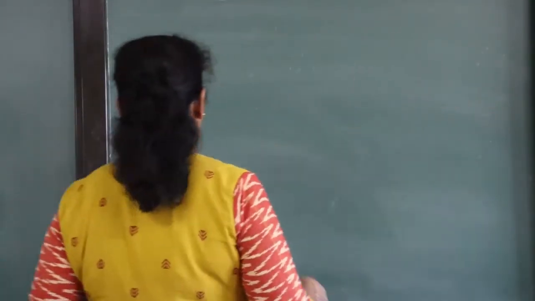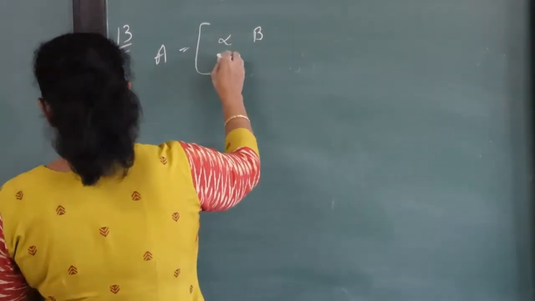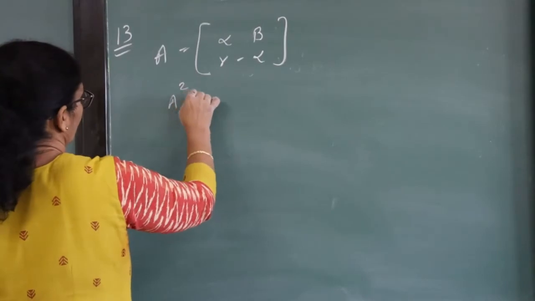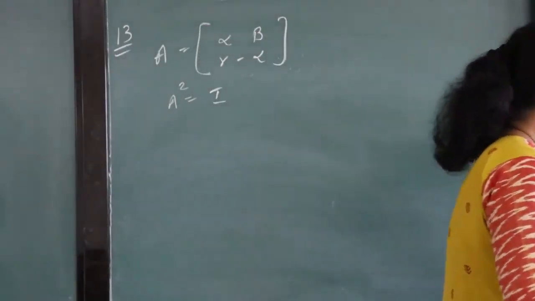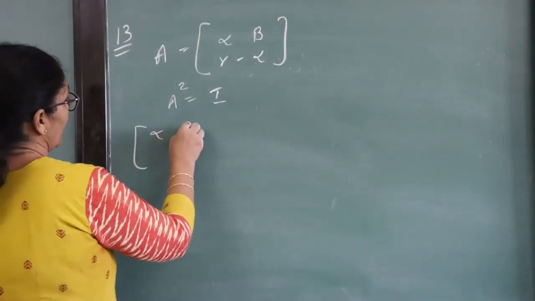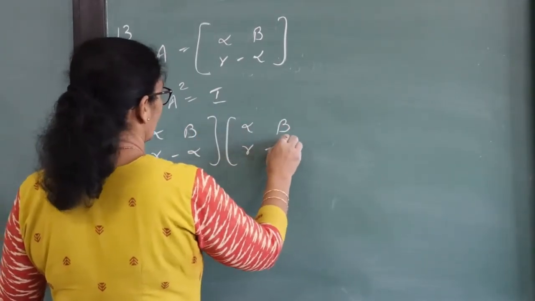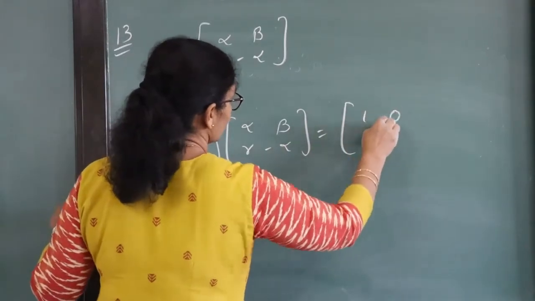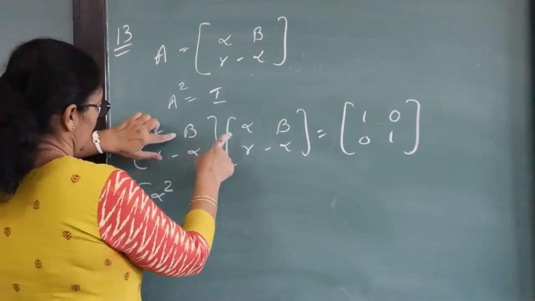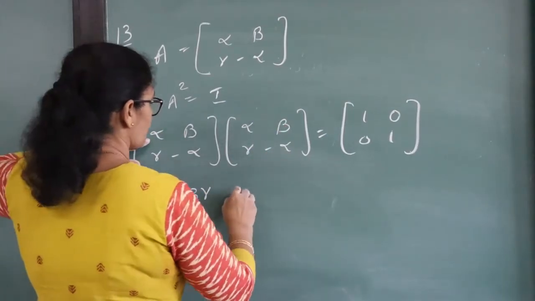Your 13th number question is: you are given A as alpha, beta, gamma and minus alpha, and the result is given A square equals identity. You have to take this result, and you are given 4 options, of which one is satisfied. So let's first find A square: alpha, beta, gamma, minus alpha, in a similar way alpha, beta, gamma, minus alpha. This is nothing, simple matrix multiplication only. Alpha into alpha, alpha square. Alpha, first row, first column. So plus beta, gamma. Now first row, second column.